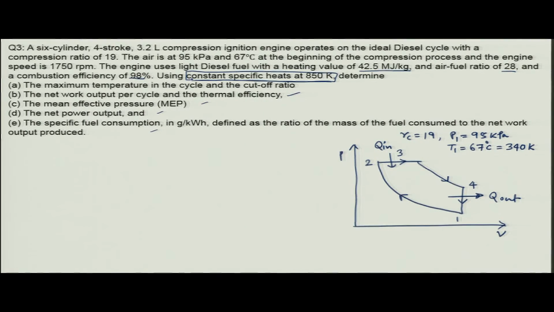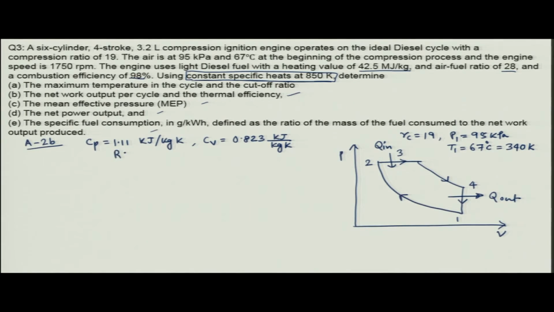For that we have to refer to the property table, which is in St. John and Bowles. You have to refer to Table A to B, and there at 850 Kelvin you can find Cp as 1.11 kilojoule per kg Kelvin and Cv as 0.823 kilojoule per kg Kelvin. Okay.